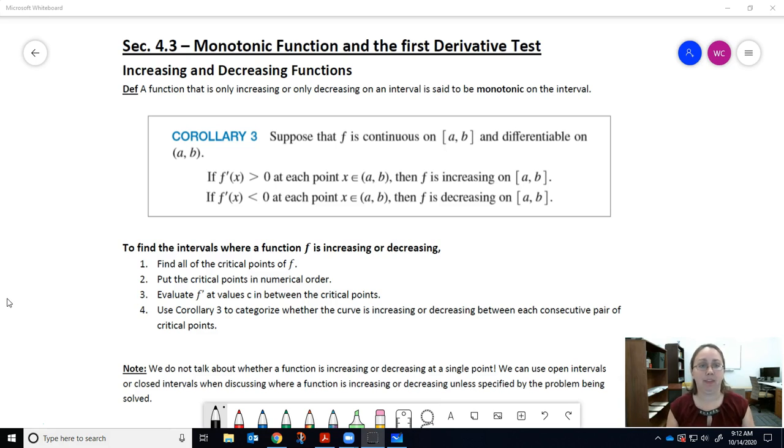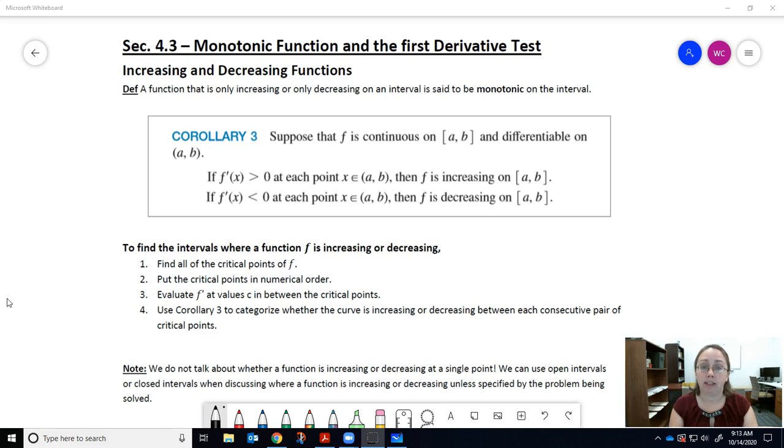So definition: a function that is only increasing or only decreasing on an interval is said to be monotonic on that interval. So mono is one, so monotonic means one direction. The function is either going up from left to right or going down from left to right. Always read a graph from left to right. All right, so how are we going to know if the function is increasing or decreasing? That's what this corollary is for.